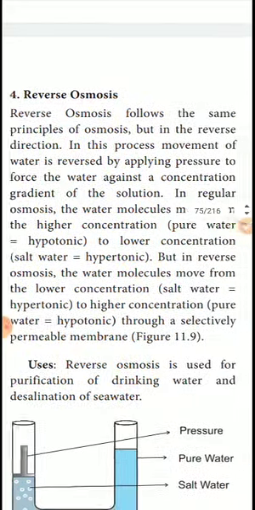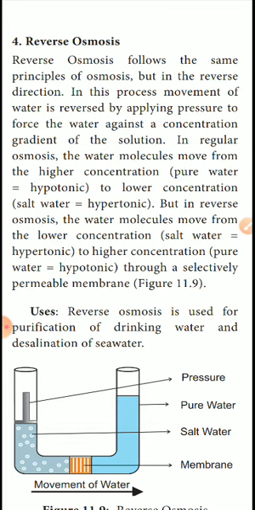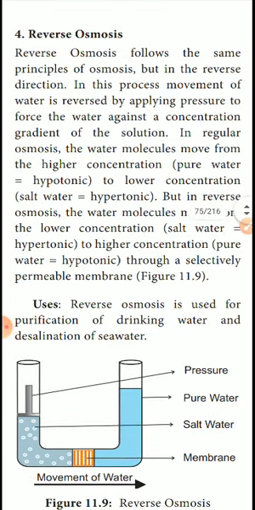Reverse osmosis follows the same principle as osmosis but in the reverse direction. It only applies pressure to push water against the concentration gradient of the solution. In regular osmosis, the water molecules move from the higher concentration to the lower concentration, so pure water to salt water. But in reverse osmosis, what will happen? Water moves from lower concentration to higher concentration, that means salt water to pure water.